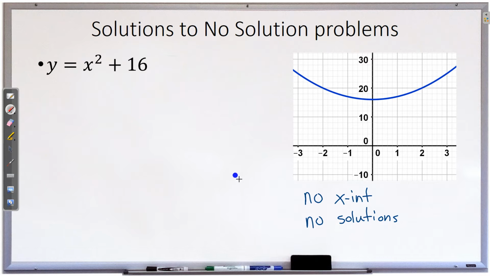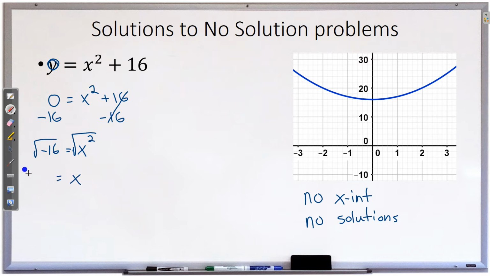Now let's do that same idea, but let's look at that algebraically. And we can show that there are no solutions algebraically. So again, these solutions are called zeros because we put in 0 for y. Get x by itself, subtract 16 to both sides. So we get x squared is equal to negative 16. Then we square root both sides. And x is equal to plus or minus the square root of negative 16, which kind of blows up.